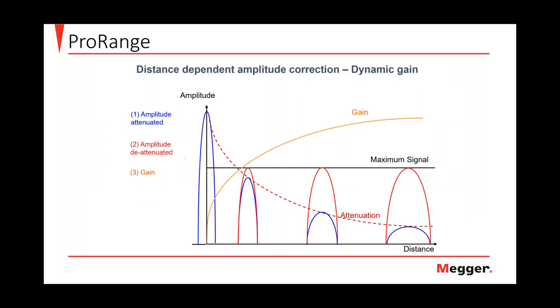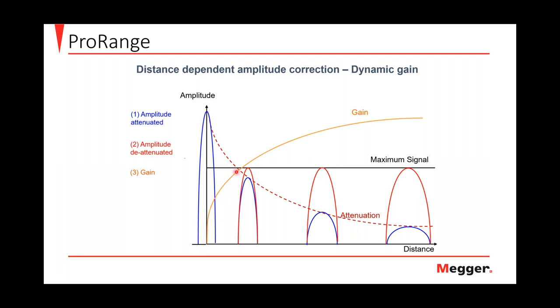Some units have what we would call pro range. This is a distance-dependent amplitude correction, or dynamic gain. What this does is, because of signal attenuation, because of those losses and that pulse losing energy as it hits these discontinuities, our signal strength goes down over time. Our signal may start nice and sharp, and then as it hits discontinuities, it's going to attenuate, lengthen and flatten until eventually we run out of signal that can be reflected back to the unit, or we hit the end of the cable.